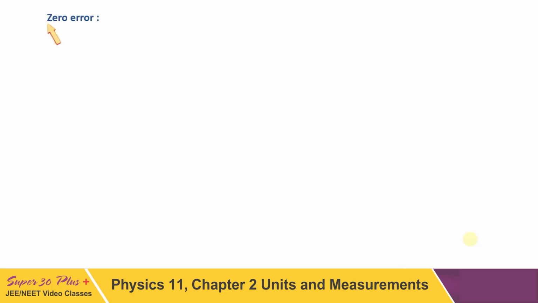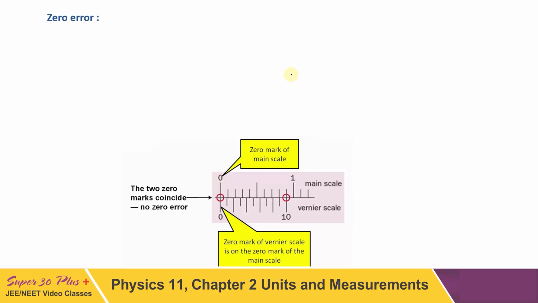Now let us come to zero error. How is zero error calculated? How is zero error checked in case of a vernier caliper? Ideally, what should happen is that if no object is placed between the jaws, if this is main scale and this is vernier scale, then 0 of vernier scale should coincide with main scale 0. It is the ideal case. If there is no zero error in the instrument, then 0 of vernier scale should coincide with main scale 0 when there is no object placed between the jaws and the jaws are firmly closed. So this is the ideal case where zero error is not there in the instrument.